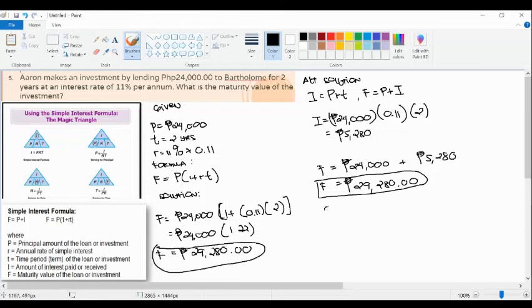So therefore, your conclusion: Bartolome should pay Aaron 29,280 pesos. Now, let's proceed to the last example.